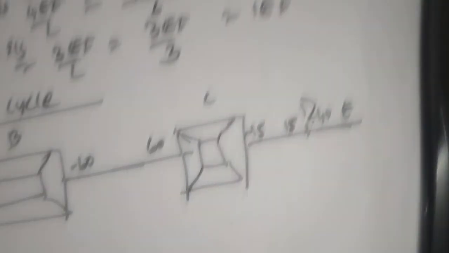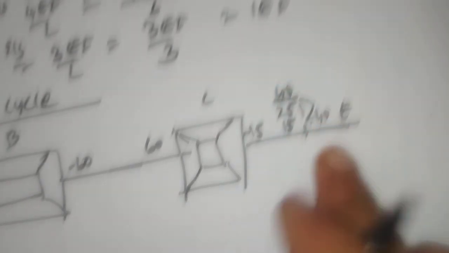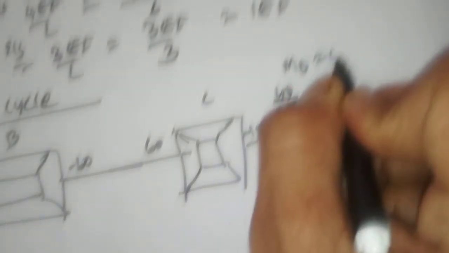15 minus 40 will result in minus 25 as an excess moment. To make it nullified, to make it 0, I will be adding 25. If I add 25, this will be plus 40 and minus 40, so the net moment at D will be 0.